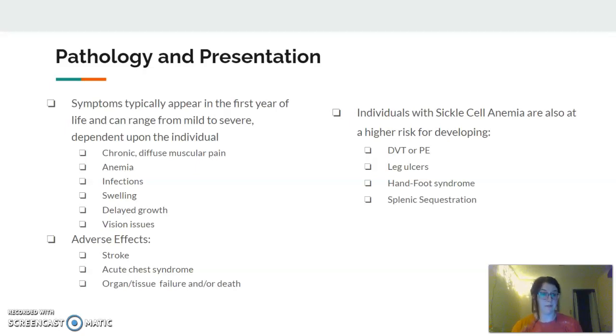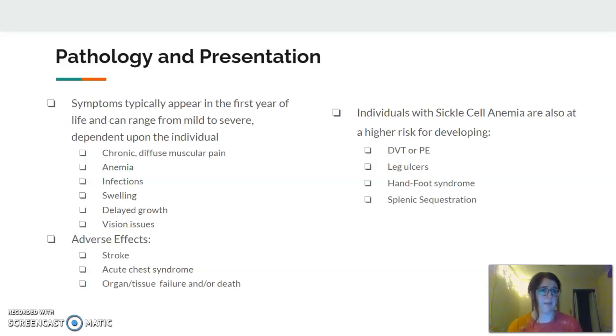So this also occurs because of the impeding of circulation. So like stroke, those sickle cells can get lodged in blood vessels in the brain and cause a stroke. Acute chest syndrome is also pretty much the same thing. The blood flow gets restricted to that area of the body, and organ tissue failure and or death occurs because of restricted circulation.